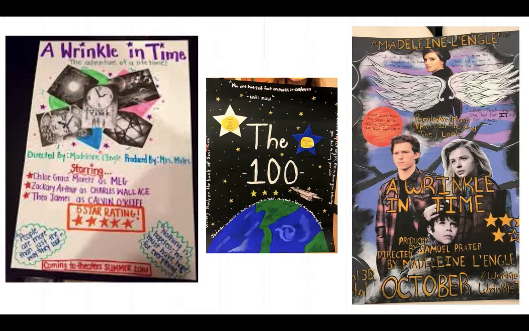Here are 3 more examples that are excellent and completely different from the first 3 I showed you. The one on the far right for A Wrinkle in Time, this student even chose to cast actors in different roles for their book turned movie. Totally up to you. The one on the left even gave it a 5-star rating, so that's fun.